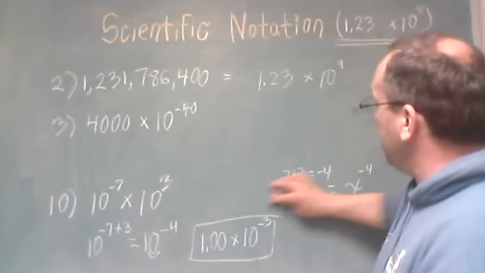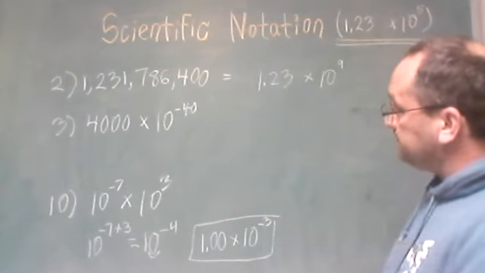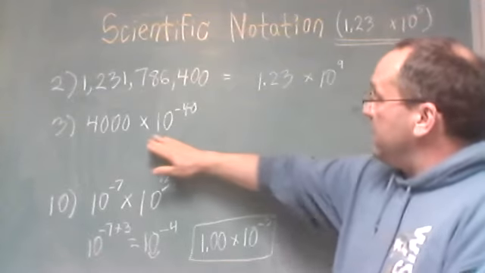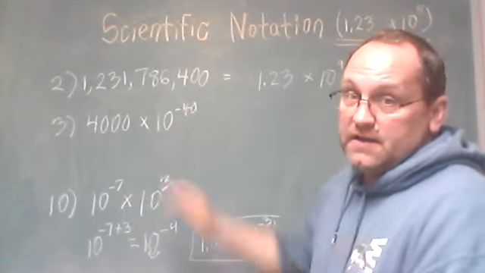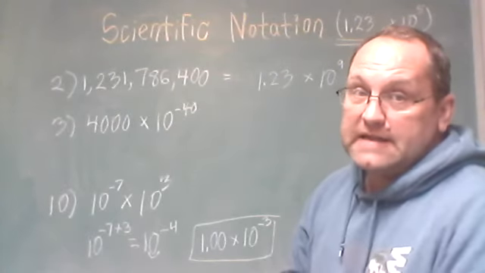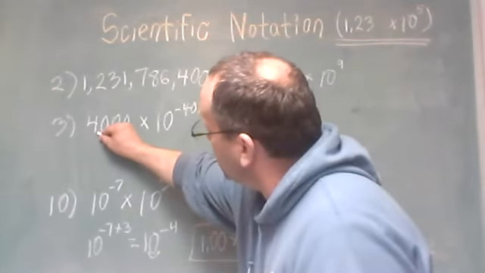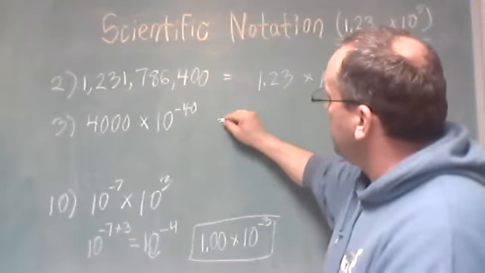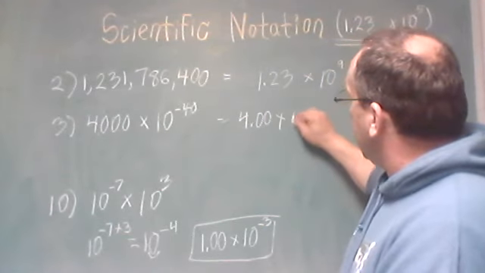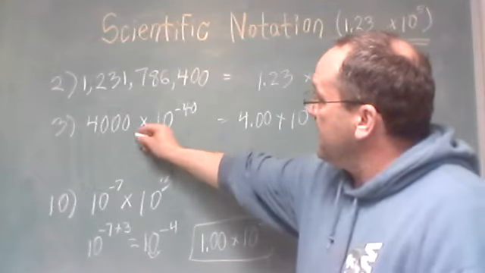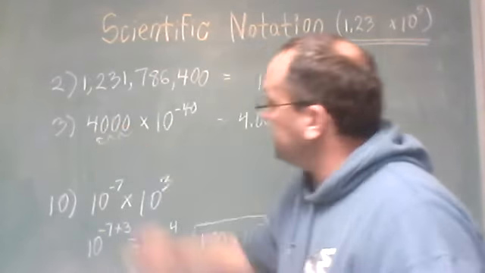Having that tool in our toolbox, let's go back up to problem number 3. One way we could do this problem is just like we did the top one. It's in an exponential form, but it's not scientific notation. So we want to move the decimal place over here. We want it to be 4.00 times 10 to a power. We are moving that decimal place over 1, 2, 3 slots.